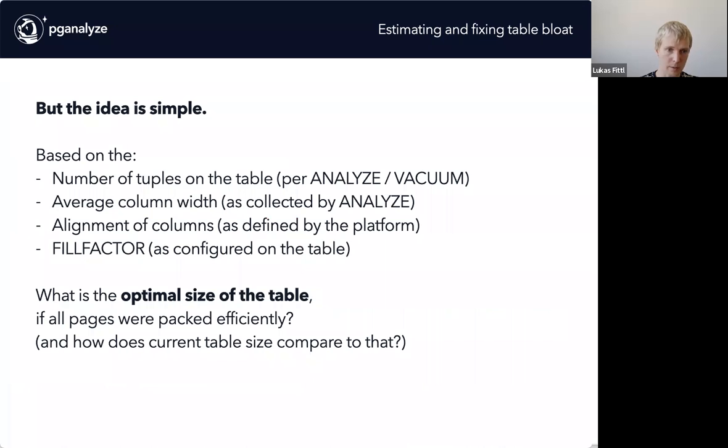The idea behind the bloat estimation queries is simple. They look at how many tuples you have in your table, which the last analyze or vacuum will have told you. They'll look at the average column width of data in your table as collected by analyze. They'll look at the alignment of columns as defined by your platform. And if you have fillfactor, some of the estimation queries also look at fillfactor. Based on that, it will calculate the optimal size of the table if everything was packed the best way, right? Like if we try to fit as many tuples in a page as possible. And how does our current table size compare to that? So when a bloat estimation query gives you a number that says bloat, really what it means is the difference between the optimal size of the table and the current table size.